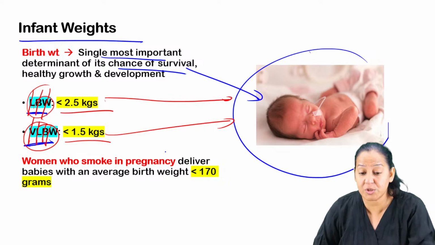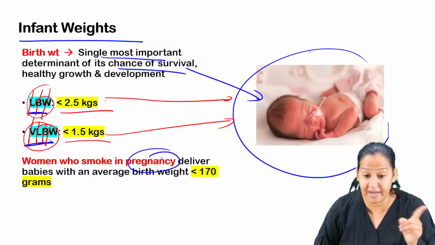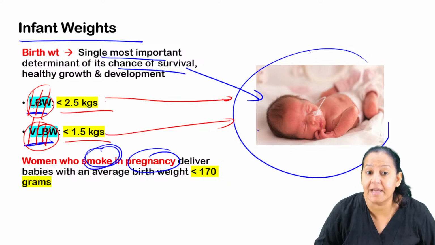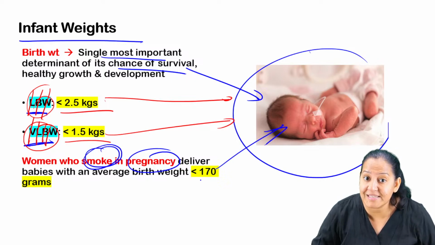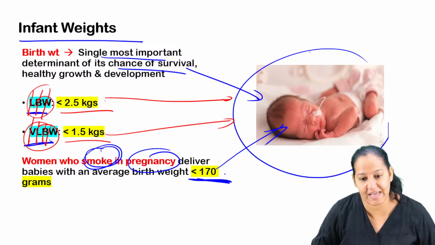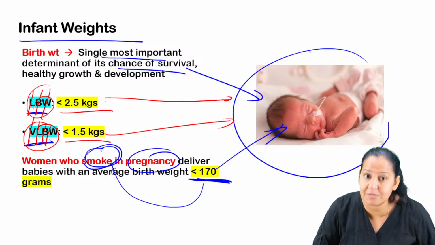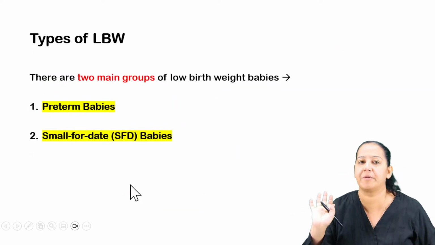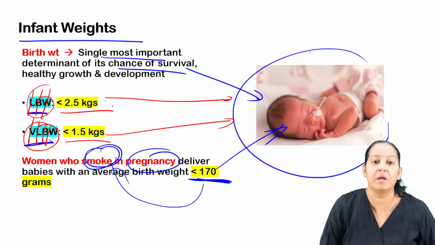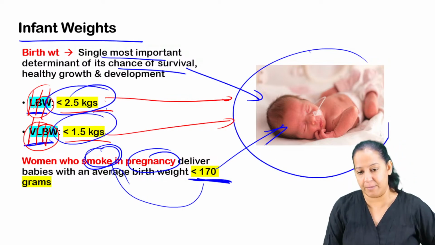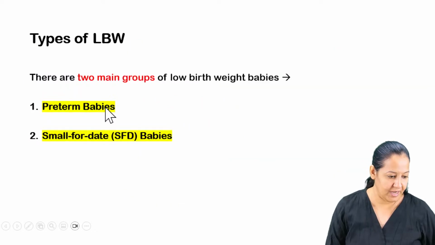A lady shouldn't smoke during pregnancy. If a lady is smoking during pregnancy, the weight of the newborn is 170 grams less as compared to normal. So 170 grams of weight is lost due to smoking. So a lady shouldn't smoke during pregnancy. All these are your PYQs. Please learn. What is LBW? The cutoff is 2.5 kg. What is VLBW? The cutoff is 1.5 kg. Please learn that. I hope you got it.